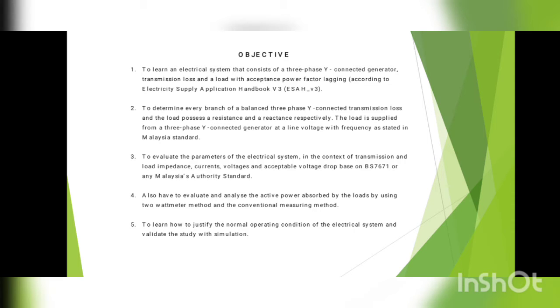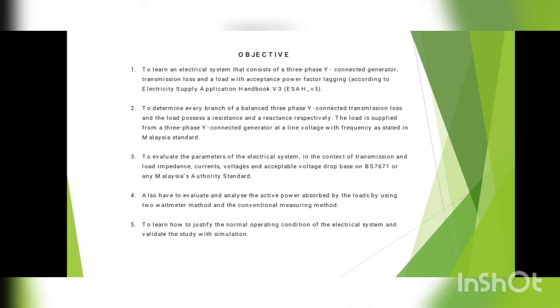Objective. The objectives of this project are: one, to learn an electrical system that consists of a three-phase wire-connected generator, transmission loss, and a load with acceptance power factor lagging, according to the Electricity Supply Application Handbook V3, ESAH V3.